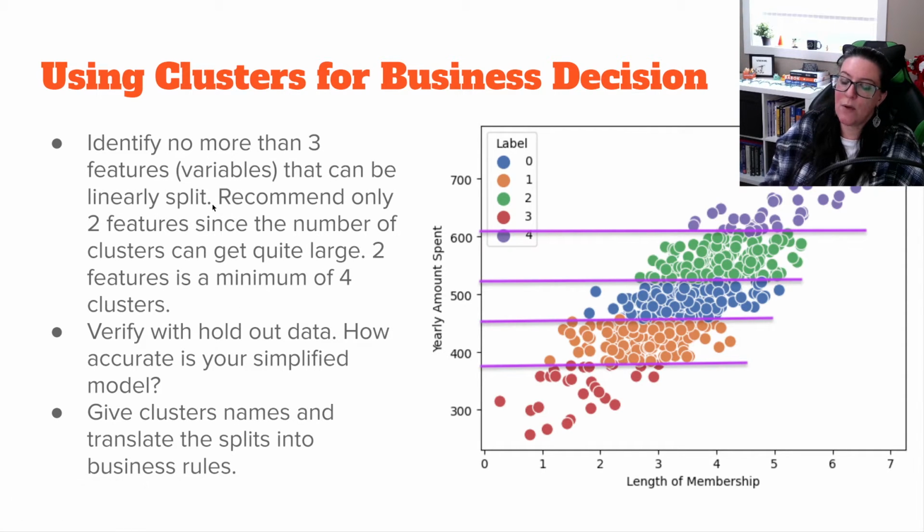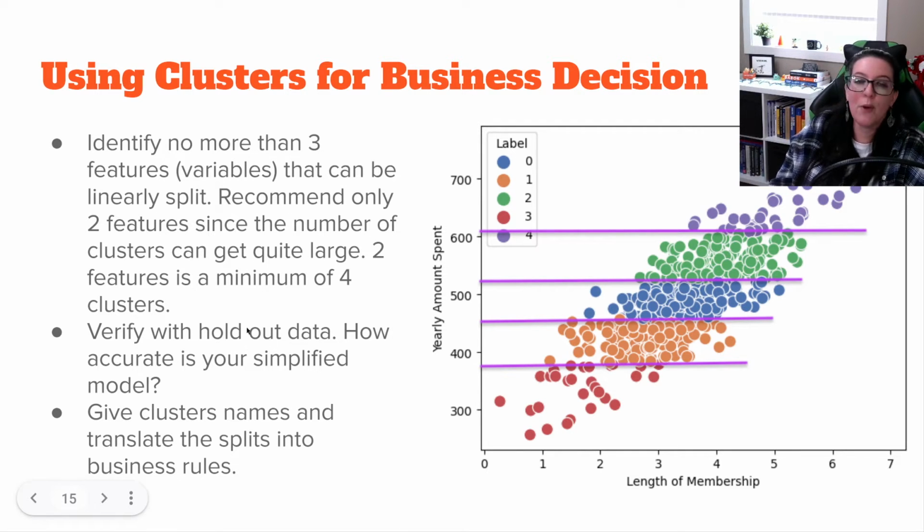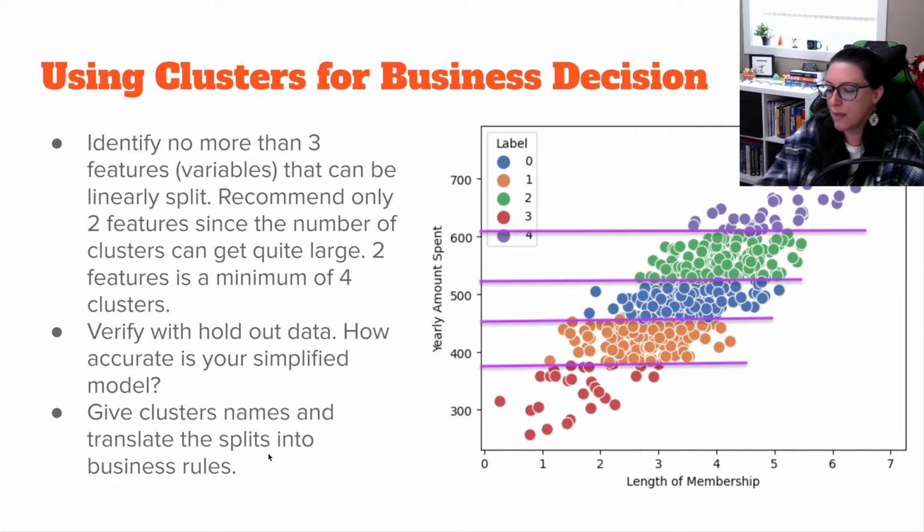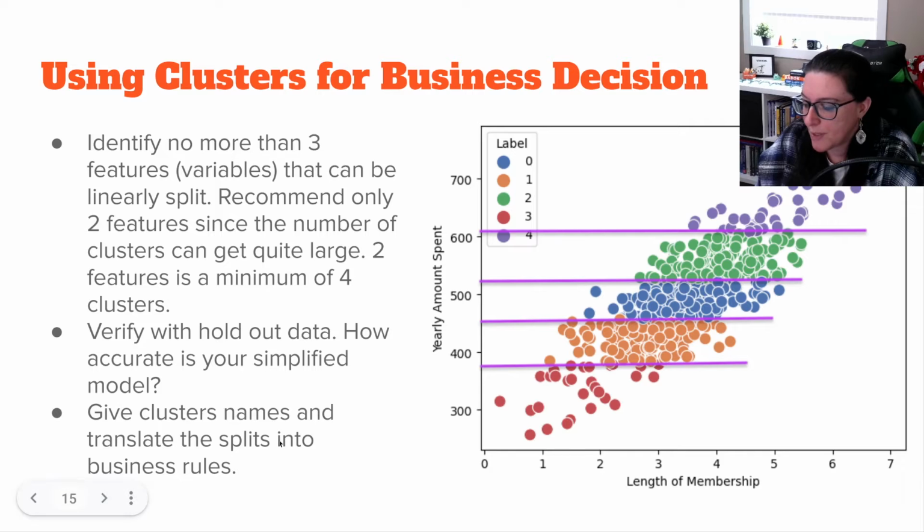So we want to get down to, if we can, no more than 3 features or variables, 2 preferred because that's already 4 clusters. Then if you have some holdout data, how accurate is your simplified model? Does it make sense where it put them? Let's give the clusters names and translate those splits into some business rules in terms of how we would act. If this happens, then that happens. So let's walk through that process.